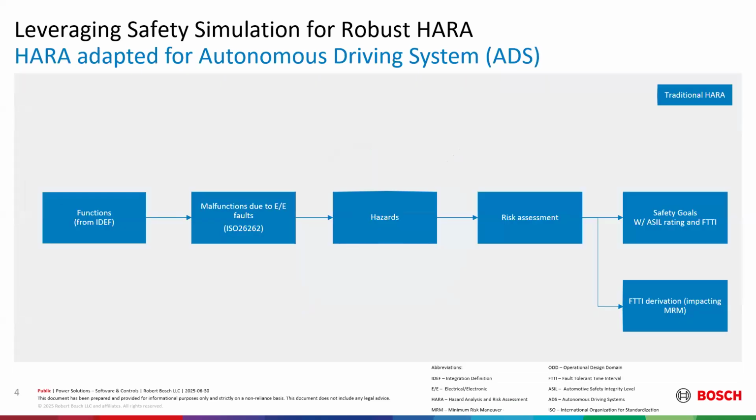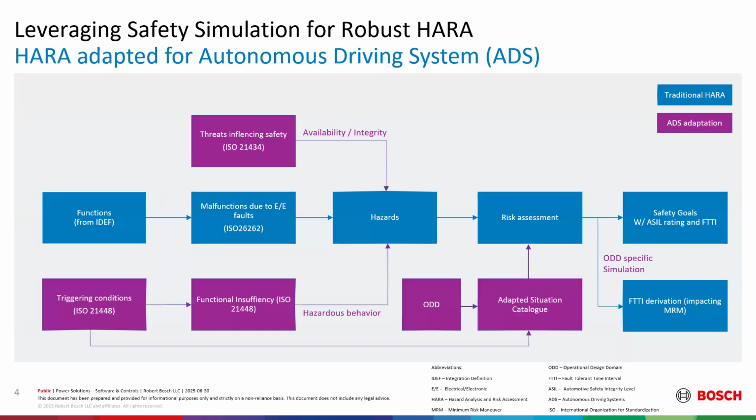So what does the HARA process look like? This is the one from the traditional ISO 26262, where we have functions from which we derive the malfunctions due to electrical faults. We derive the hazards out of it, and then we make a risk assessment to come up with the ASIL rating and the fault tolerant time interval.